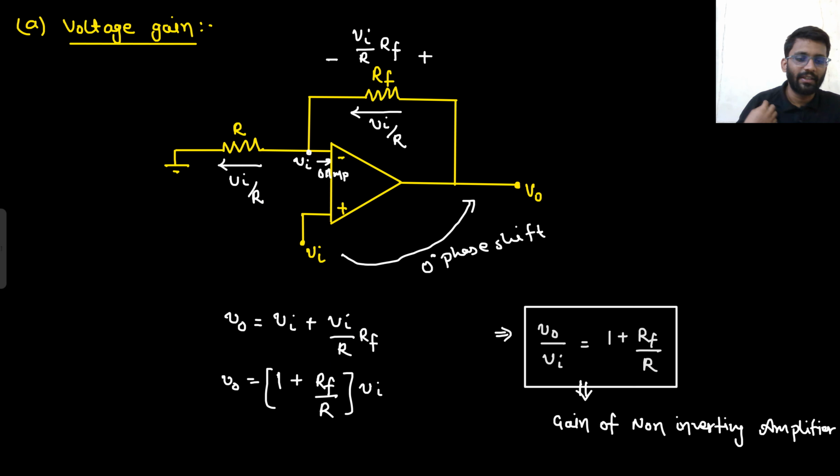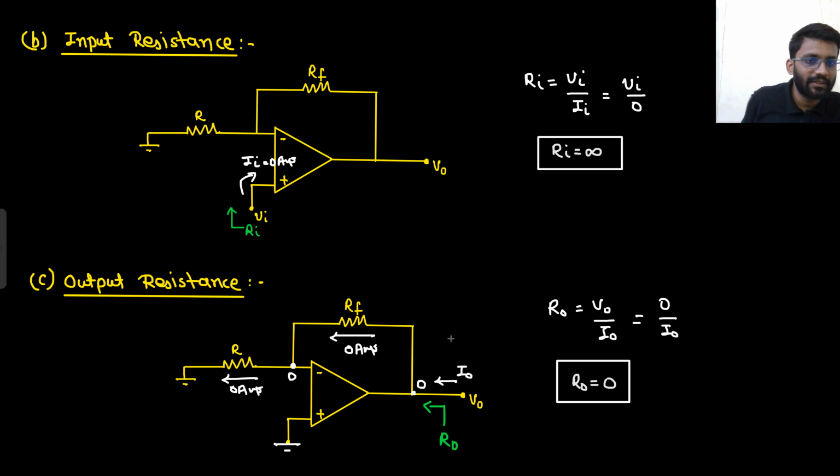So you can simply apply the concept of virtual short. You applied the concept of virtual short, you got the value of V naught, that is 1 plus Rf by R. Also we got to know that from here to here there is 0 degree phase shift. Well and good, no doubt there, right? Then we calculated input resistance. If the current is 0, then simply the input resistance is infinity.